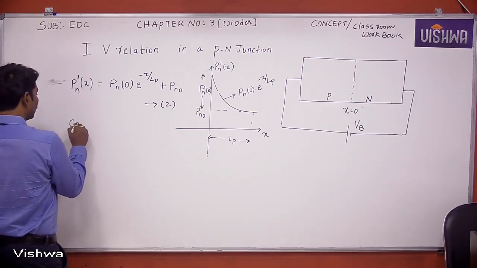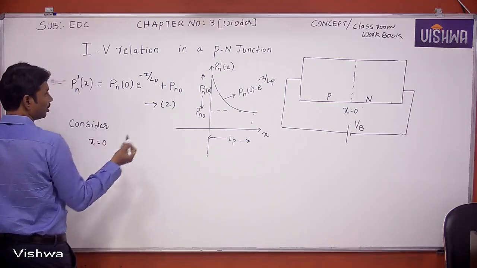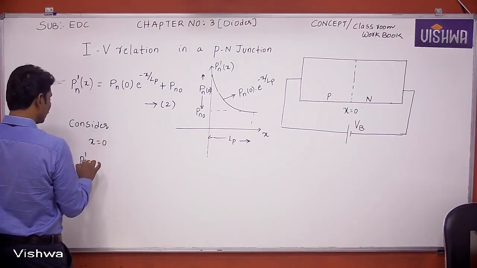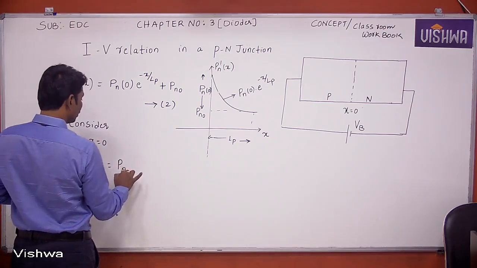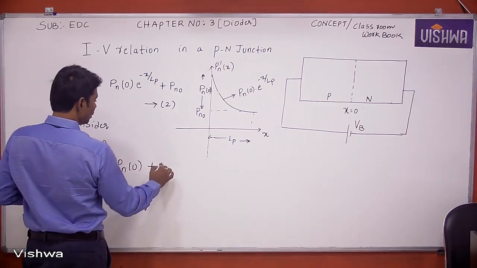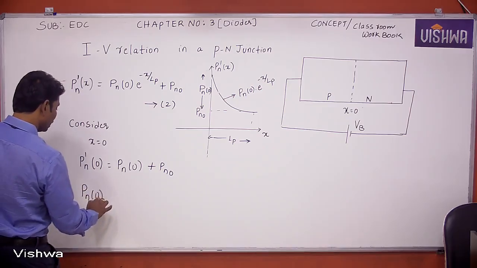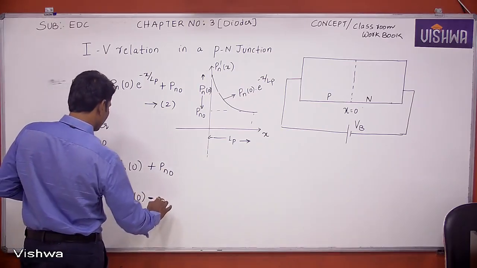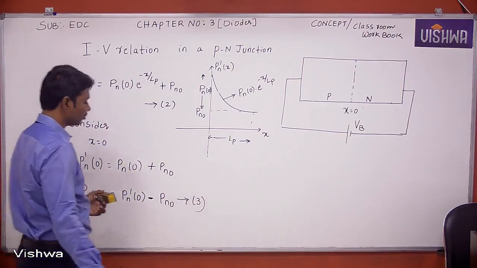Now, at x equal to 0, since we are measuring the current at x equal to 0, what is equation 2? Pn dash of 0 is equal to Pn of 0 plus Pn naught. So from this, Pn of 0 is nothing but Pn dash of 0 minus Pn naught. Consider this one as equation 3. Write down.